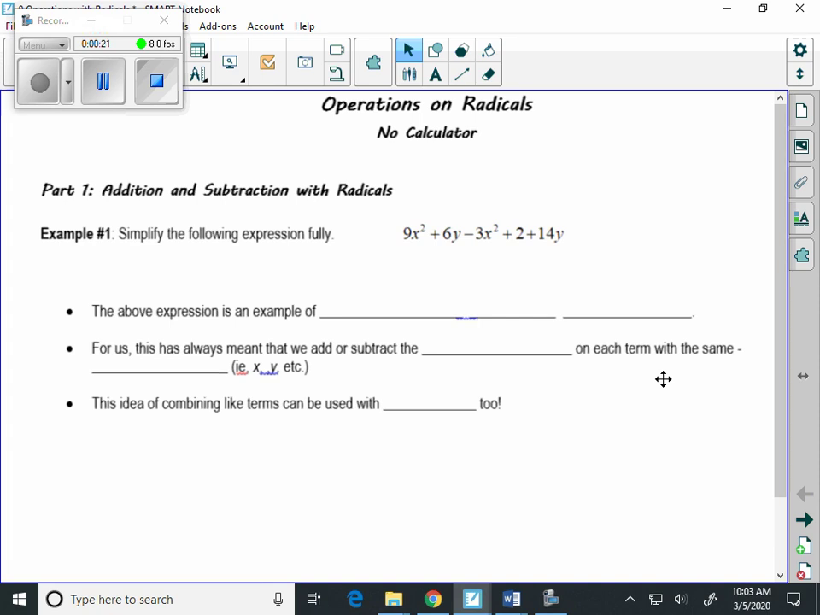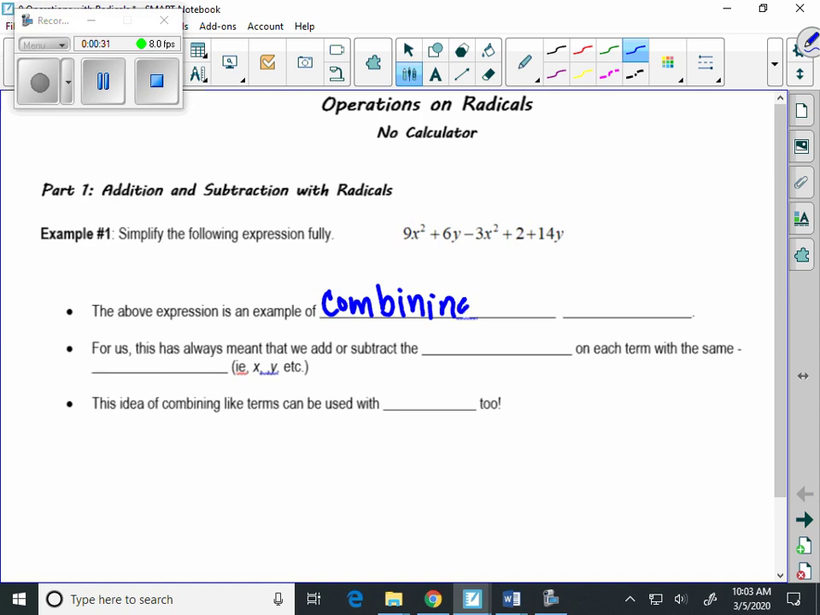And just to go back to what we were talking about in Algebra 1, what we may have called this in Algebra 1 is we called it combining like terms. When we combine like terms, what we do is we add or subtract the coefficients on each term with the same variable.